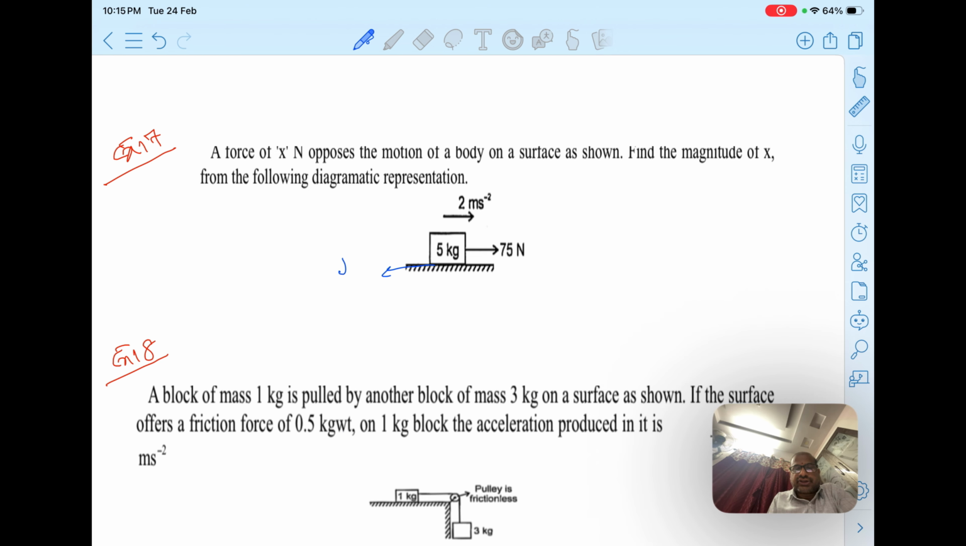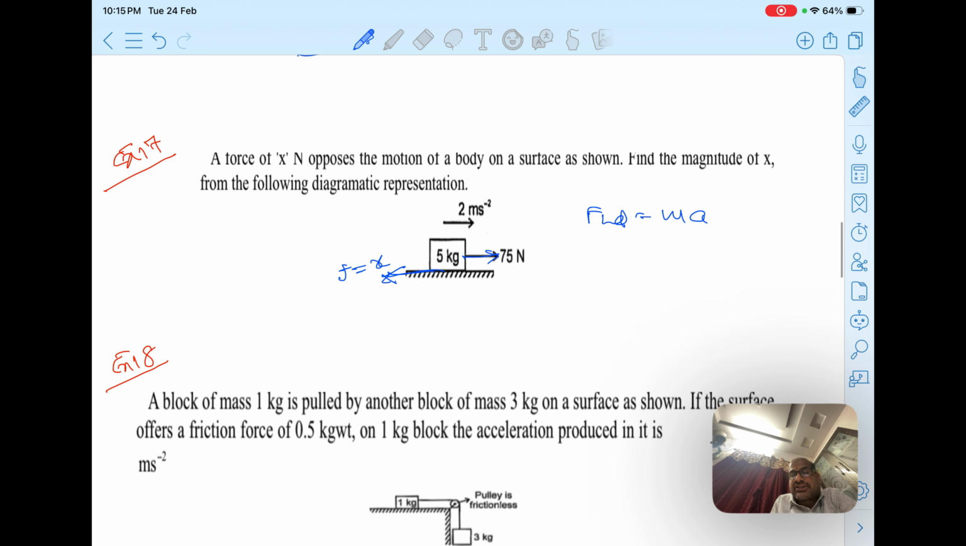So for example, some force x Newton is opposing, that may be friction. Find the magnitude of x from the following diagrammatic representation. So here, the net force formula is what? Mass into acceleration. So how much force is acting here? Net force means one force rightward, another force opposing leftward.